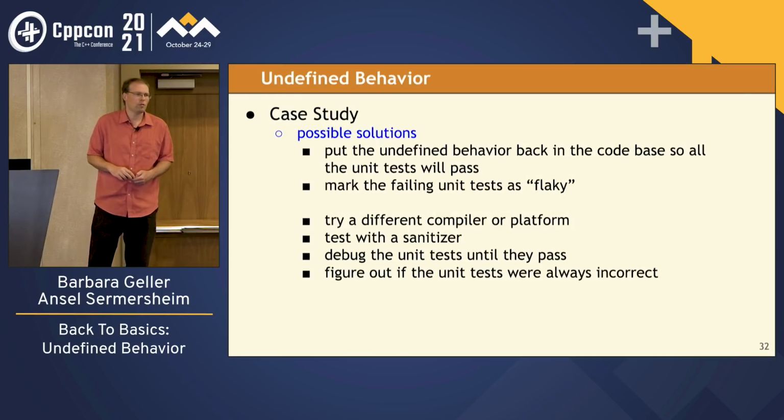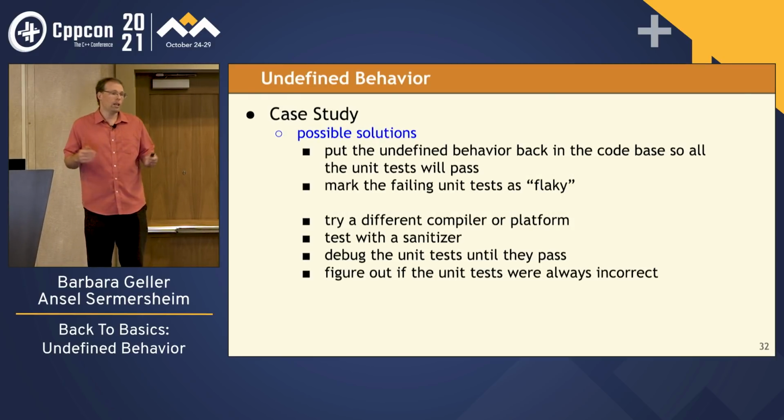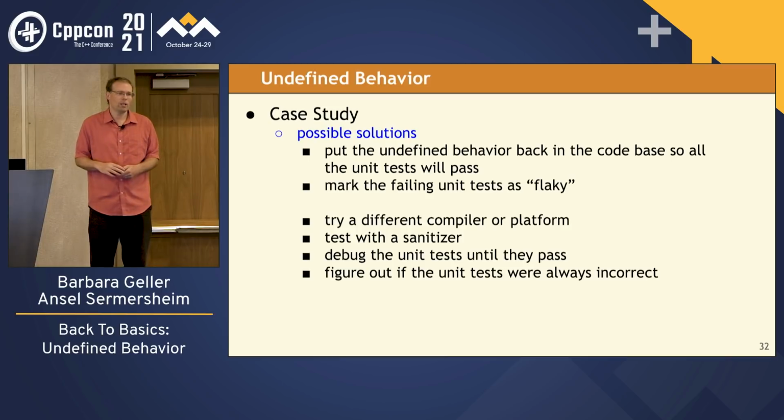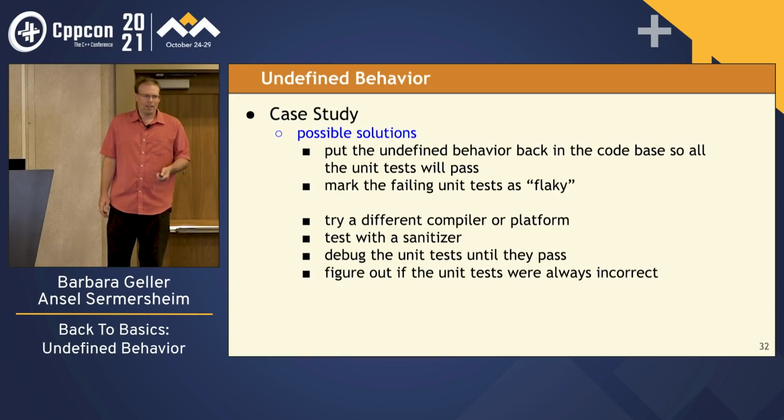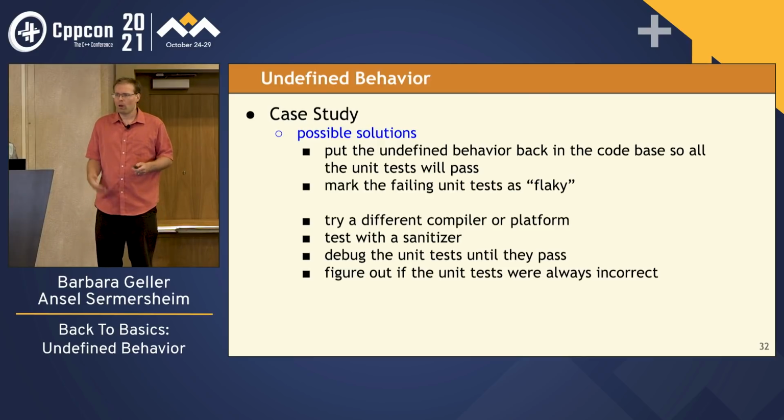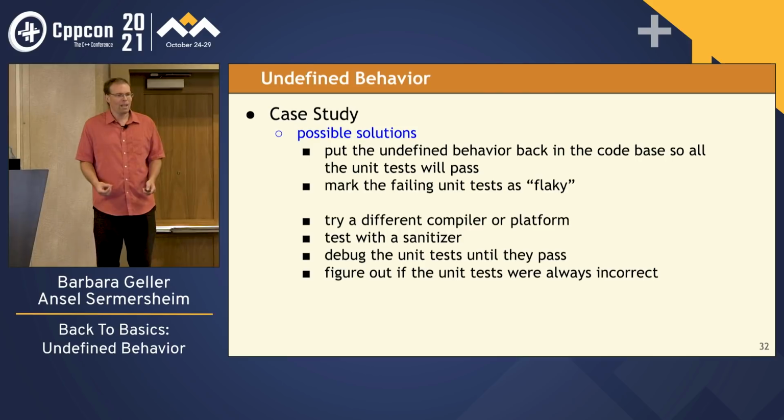So there's a couple of different strategies you can use here. You can put the undefined behavior back in and let your unit tests start passing again. This is not a really good idea. You could just mark the unit test as flaky and say, I'll get to them later. You really need to get to the bottom of a situation like this. Try a different compiler, test with a sanitizer. Figure out why your unit tests were passing and they shouldn't have been. Because you have, at this point, a really critical bug in your code, and you don't even know where it is or what it is.